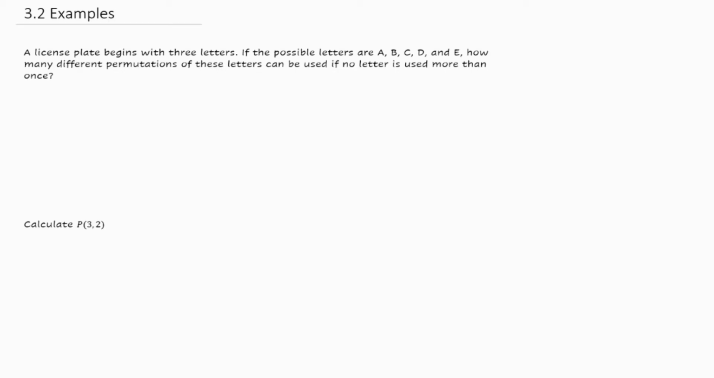Our first example here has a license plate that begins with 3 letters, and the possible letters that can be chosen are A, B, C, D, and E. And it's asking about how many different permutations of these letters can be used if no letter is to be used more than once. So some key bits of information here are the fact that we are using 3 letters and that we have a possible combination of 5 different letters here, as well as the fact that no letter is to be used more than once. And of course, this question has said that we are using permutations, so this is where order does matter.